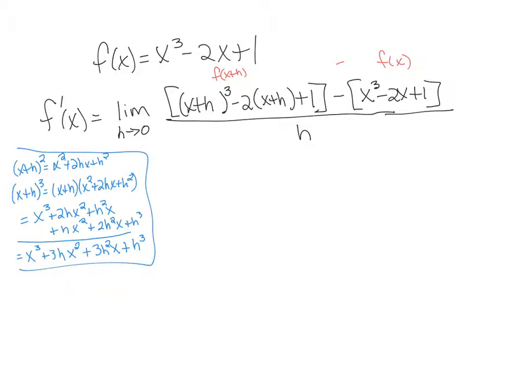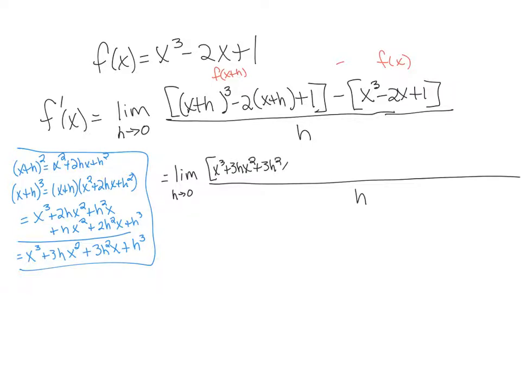Okay, so now that I have my busy work written down, f prime is the limit as h goes to 0, I always want to write x there, of the big fraction with h in the bottom. The top is now x cubed, 3hx squared, 3h squared x plus x cubed. That's only the first blob.